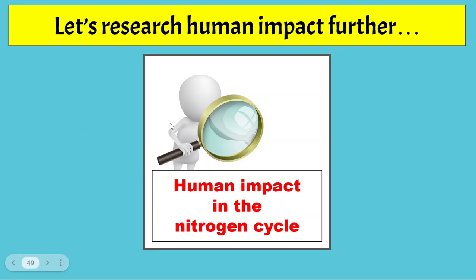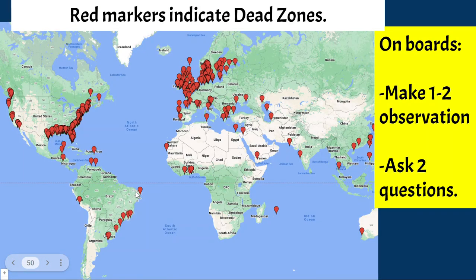And we want to make sure we're understanding that humans impact the nitrogen cycle. So in Schoology, please find the link that asks you to go through a Google Slides assignment. Just before I had people get into that link, I asked everybody to just take a look. On this map, any one of these red markers indicates something called a dead zone. And so I asked people to make some observations about where these red markers are, and think about what questions you have. In class, most people realized that these are right along oceans or major water.